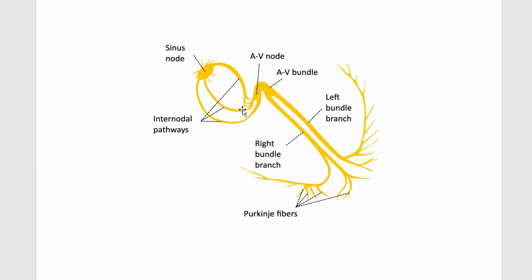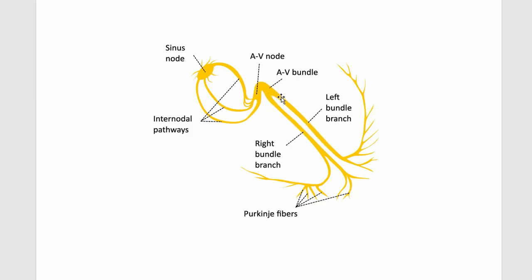So this impulse then travels to the bundle of His, and this is the short section before it divides into the two halves of the heart. And in this diagram, it's called the AV bundle. The bundle of His is an extension of the specialized tissue of the atrioventricular node. However, the short delay occurs at the AVN itself in order to allow the atria to fully empty into the ventricle, so it wouldn't be the bundle of His.